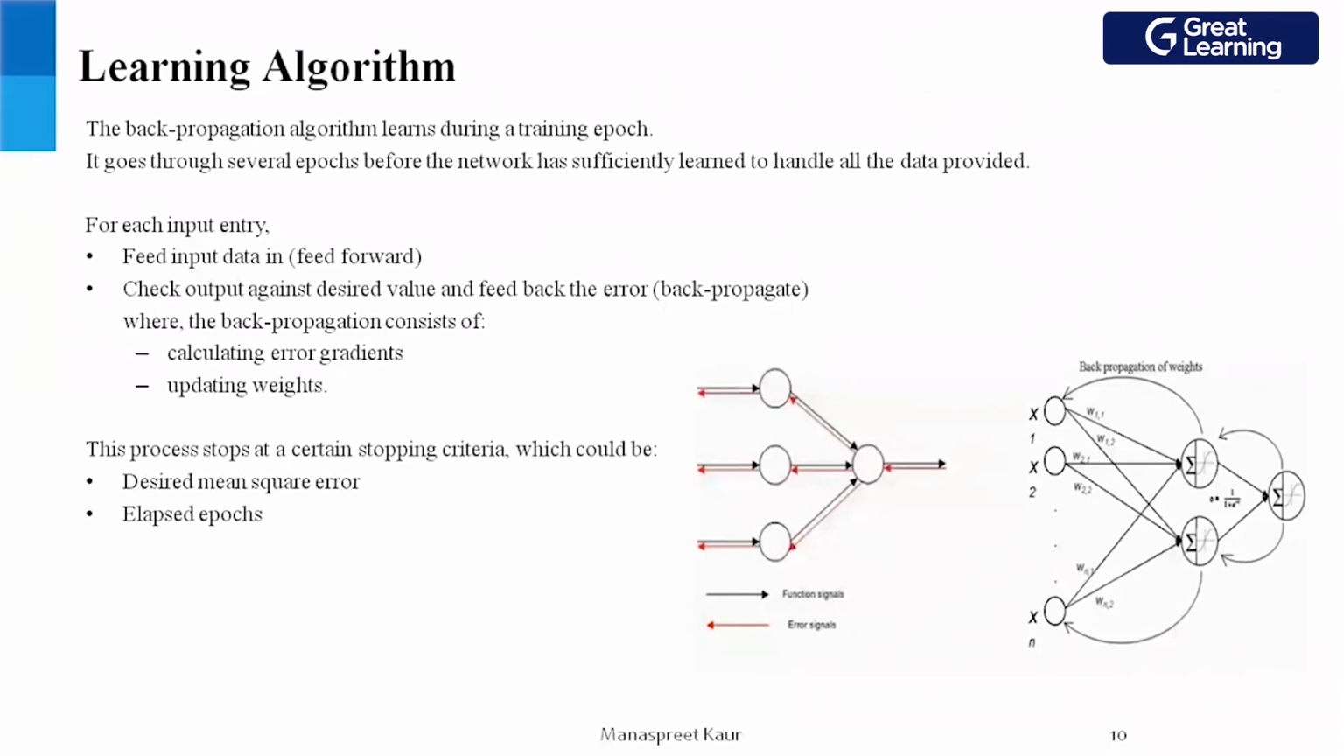Now, when will this stop? Meaning to say that each time a particular error is calculated based on what was the output versus what was the desired output, and then a back propagation occurs. So this process keeps on repeating.